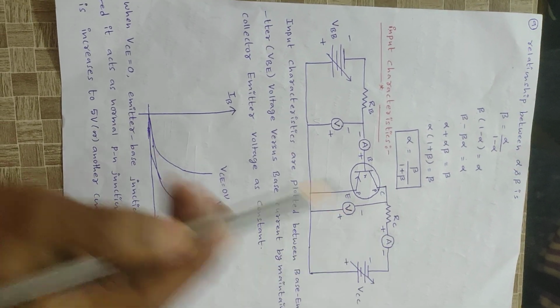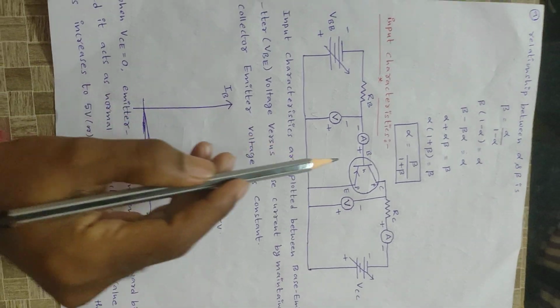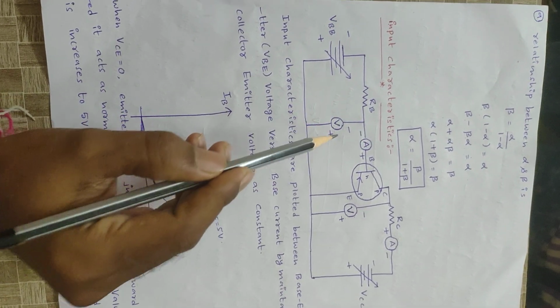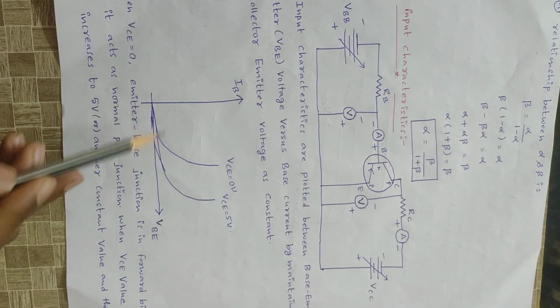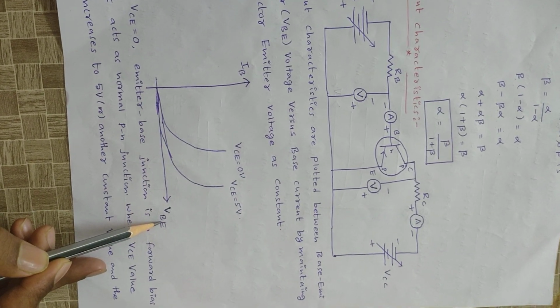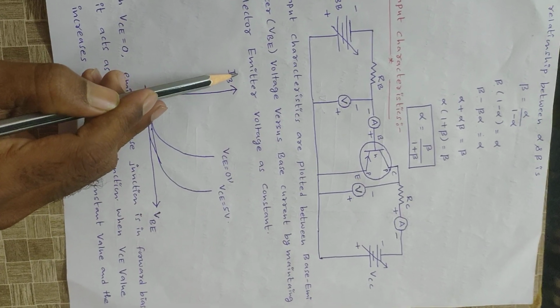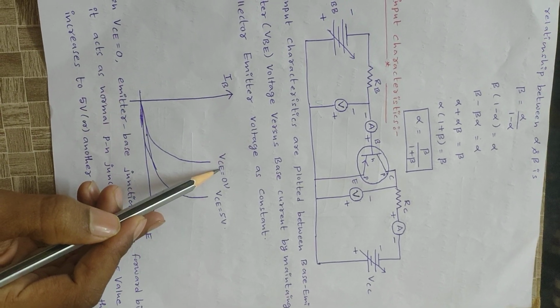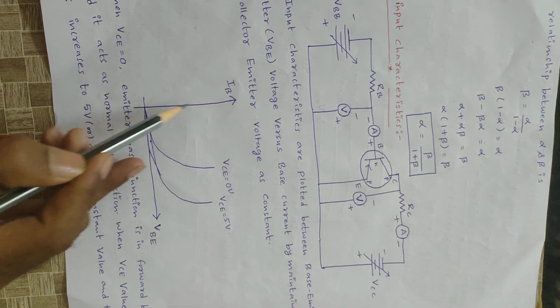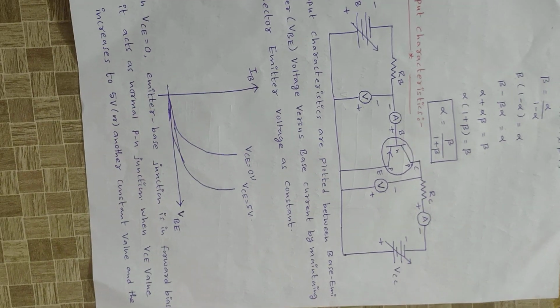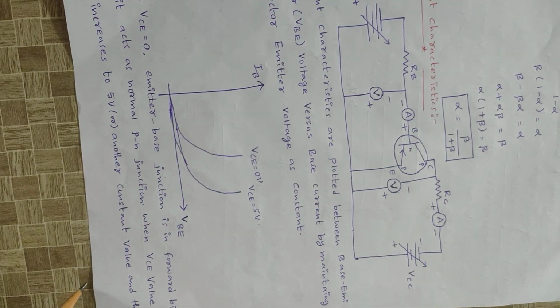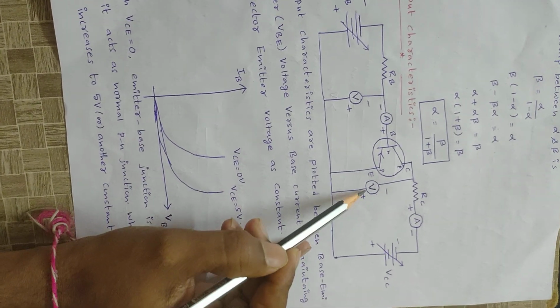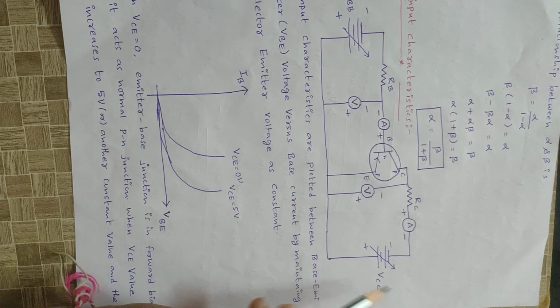Okay, now see here, first in the case of input characteristics, they are plotted between input voltage versus input current, right? Here VBE is the input voltage and IB is the input current, by maintaining the output voltage as constant. These are the input characteristics of the common emitter configuration. Initially set VCE equal to 0 by adjusting this VCC.